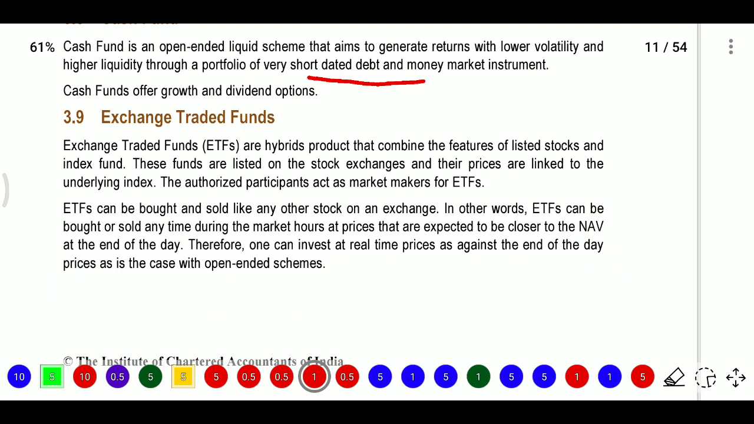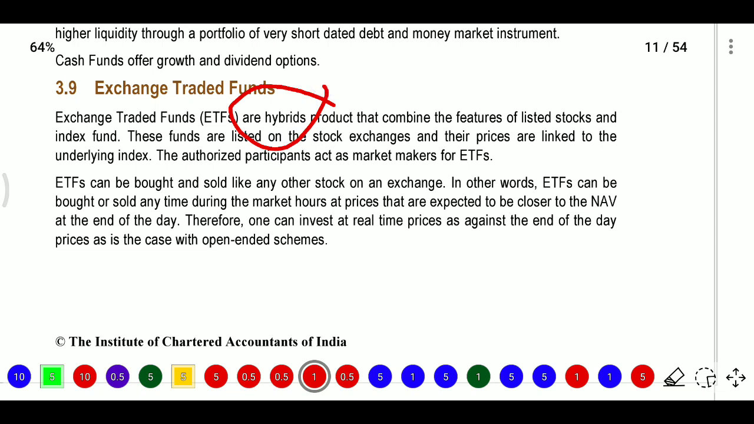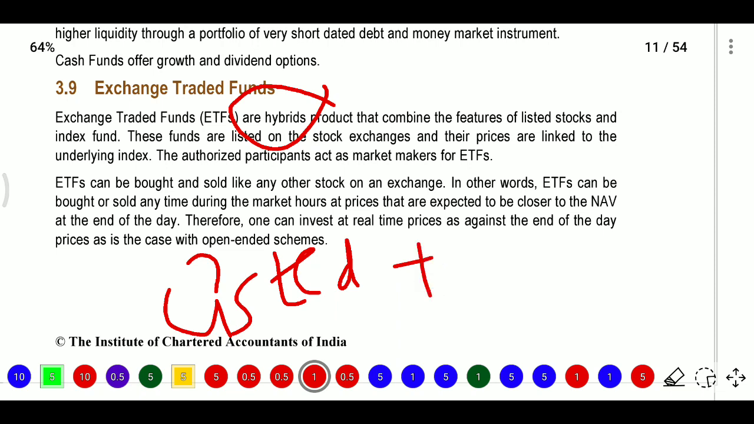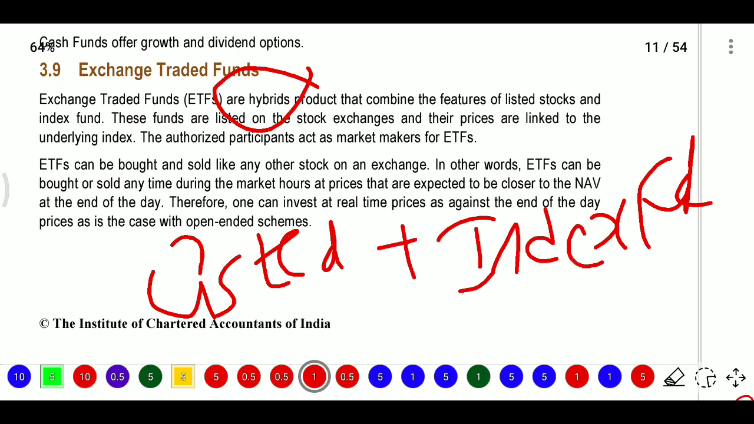Next, ETF. ETF means exchange traded funds. Exchange traded funds are hybrid products that combine the features of listed securities and index funds. What is this? It is a hybrid product which has a listed stock option plus an index fund option. Index means different shares in one basket, and this index plus listed stock features will be combined, the hybrid product, and it is known as ETF. These funds are listed on the stock exchange.